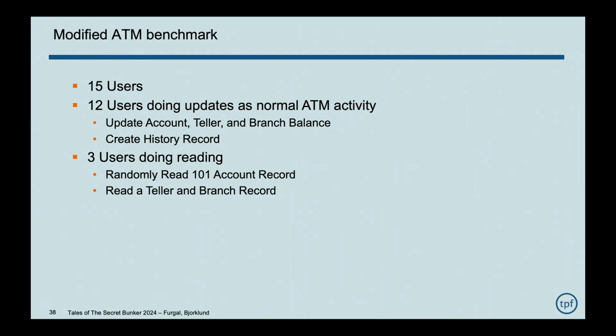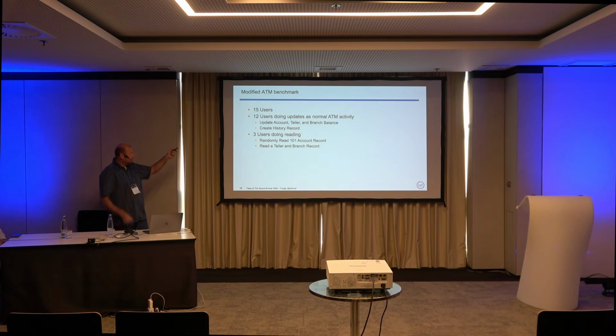Plus, I did not know how well that OpenEdge replication machine would keep up since it was a much smaller machine. So 12 of the users are doing updates, 3 of the users are doing readers. The updates are simple: update an account, update a teller, update a branch. So 3 updates and create a history record. The reader is not doing any update. It just finds an account and randomly reads 100 more. And then it reads a teller and a branch, just to get some different activity on the database.